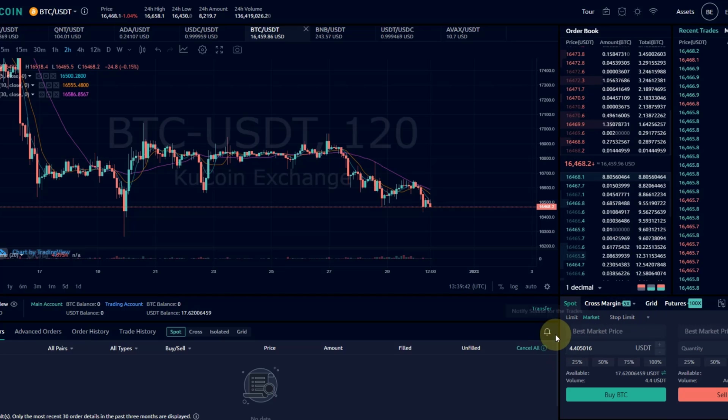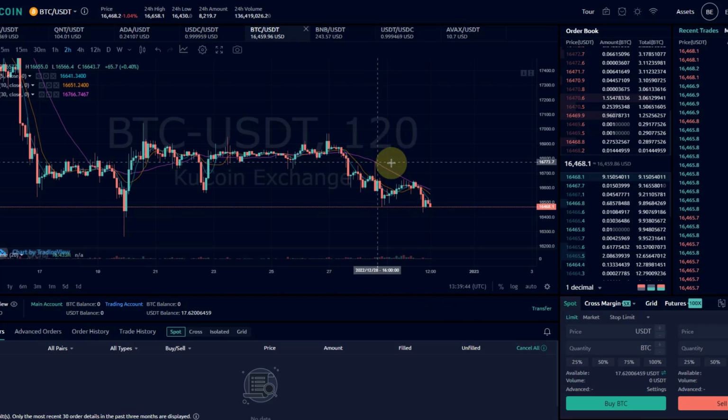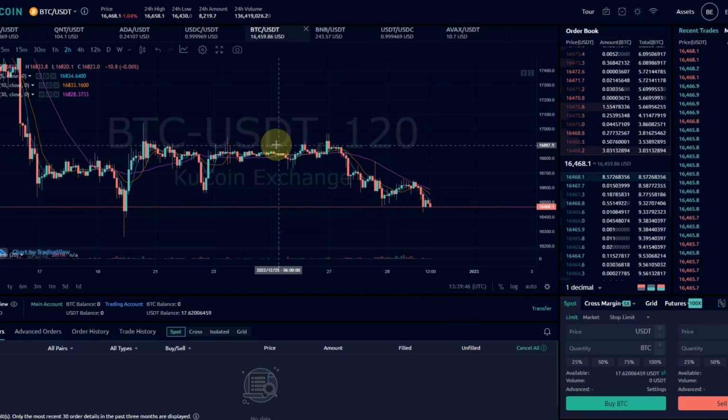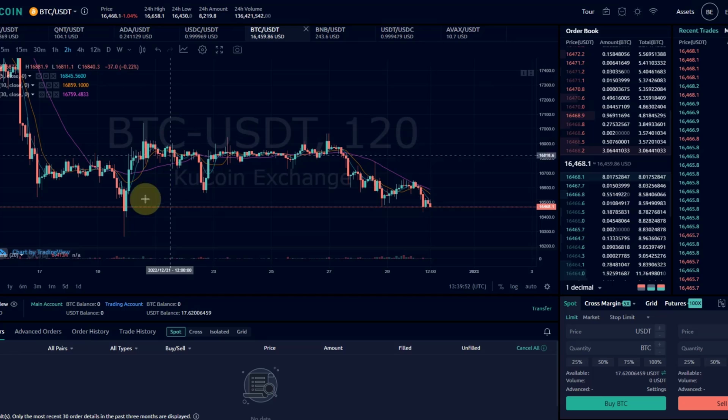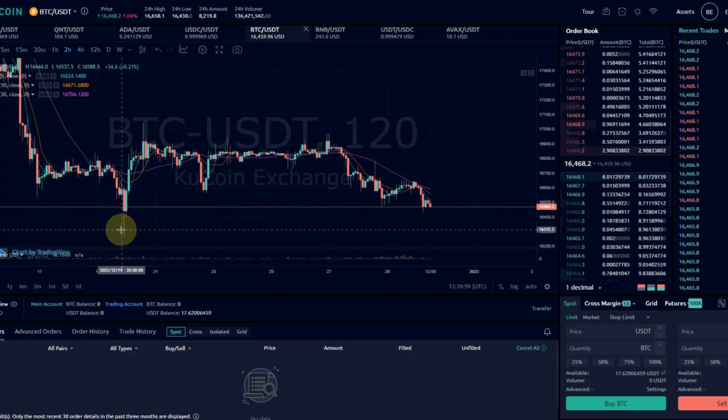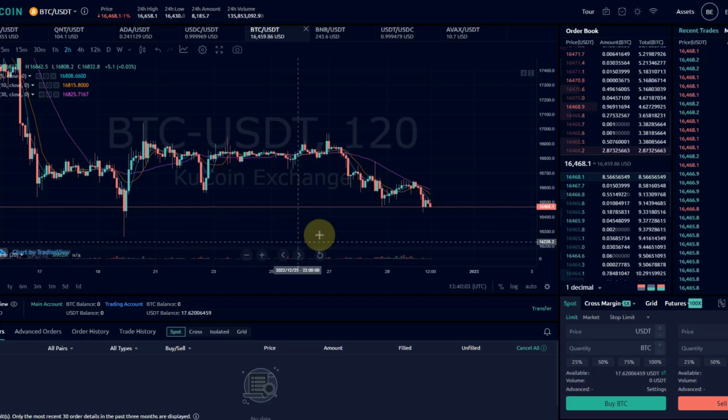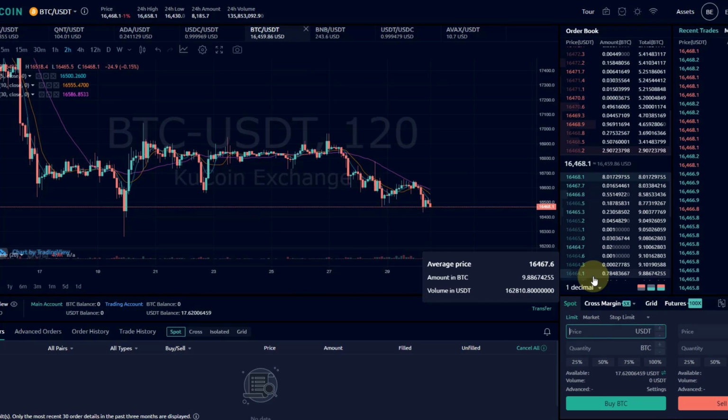If you want to buy for a specific price, let's say you have done your technical analysis, the current price is 16,468. If you say, okay, I see, let's say, support in this area, I want to buy towards the lower end of this wick, so at $16,300, because I believe that the price will go up afterwards. Then you select a limit order and you type in the price, 16,300.